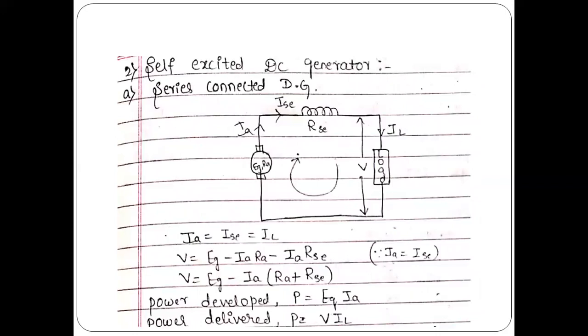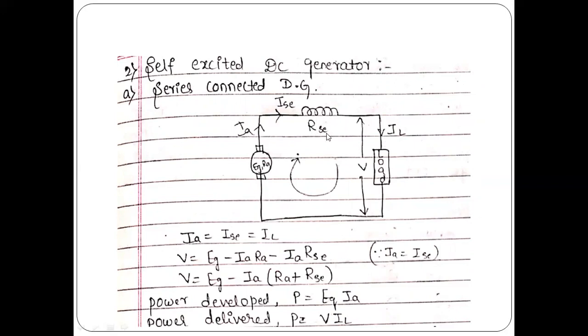Next we have the self-excited DC generator. The first one is the series connected. Series connected means the armature and field are both connected in series. Armature, field and load, all three are connected in series. Whatever current flows through the armature Ia, the same current flows through the field and through the load.